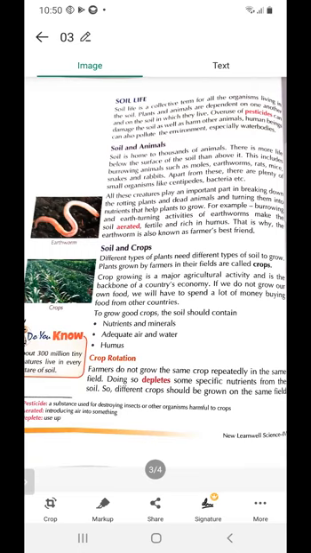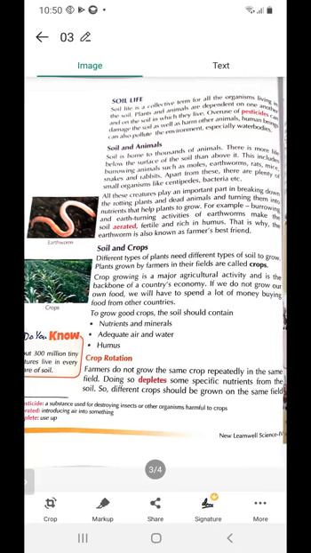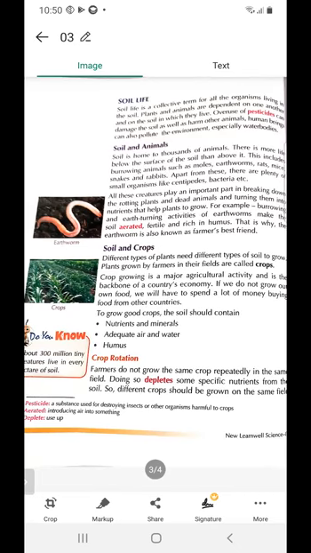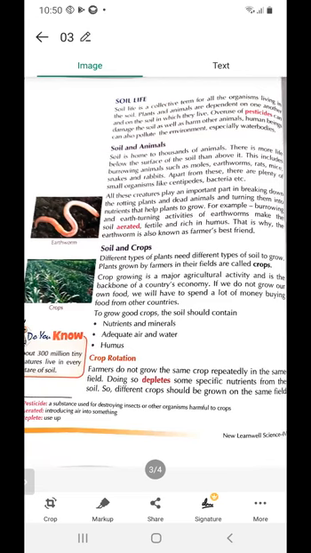For example, the burrowing and soil turning activities of the earthworm make the soil aerated. Aerated means they add air into the soil. Aerated means adding air. So it makes the soil fertile and rich in humus.